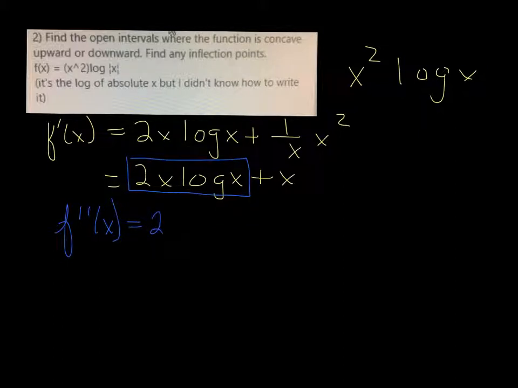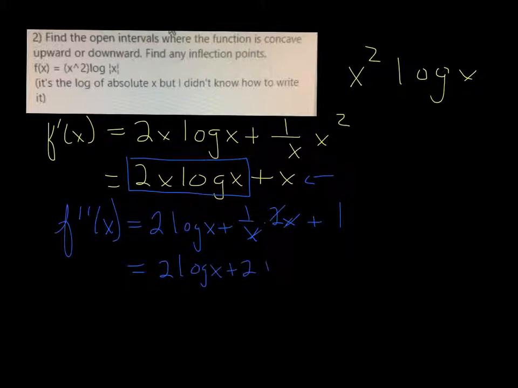So we'll have 2 times the log of x plus 1 over x times 2x. And then for the second part of this equation, the derivative of x is just 1. So cleaning this up, the x's will cancel, and I'll just have 2 left over, so I have 2 log of x plus 2 plus 1, or 2 times the log of x plus 3.